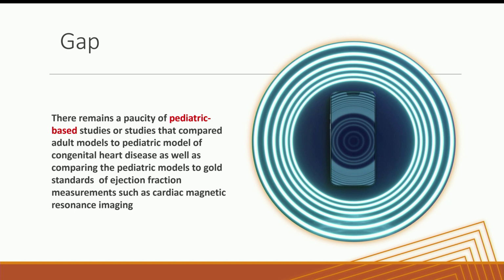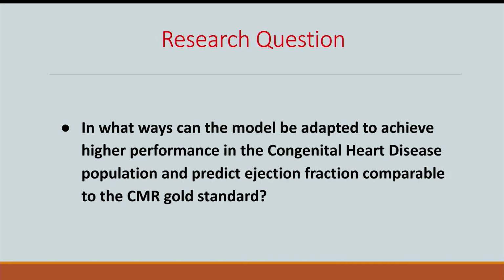Now there's still a gap. So the EchoNet group did have major breakthroughs in the field, but there's still a paucity of pediatric-based studies or studies that compare adult models to pediatric models. And then you also neglect special populations such as those with congenital heart disease. And then you also neglect other gold standards such as the CMR EF gold standard. And so the research question here is, in what ways can these EchoNet models be adapted to achieve higher performance in CHD populations and predict EF comparable to gold standards such as that of CMR?